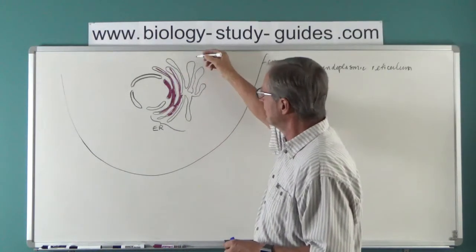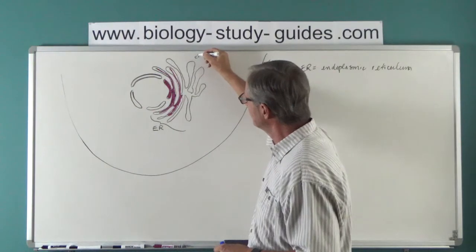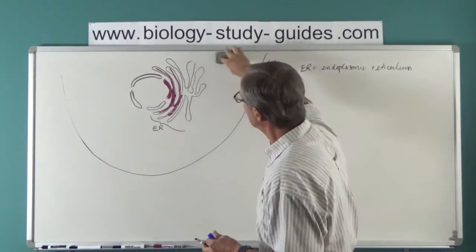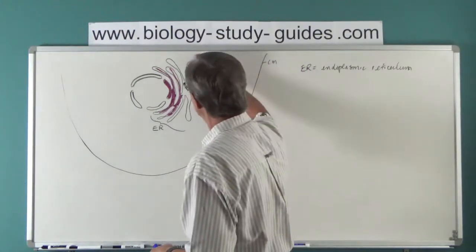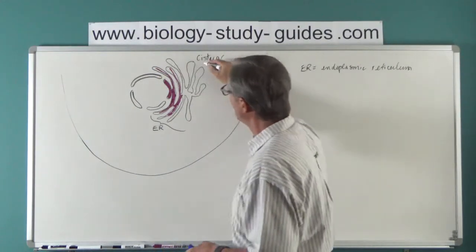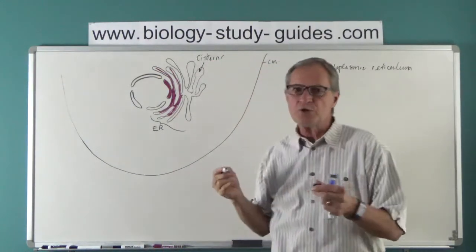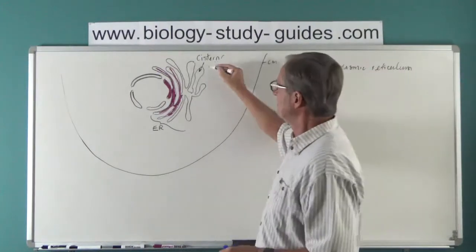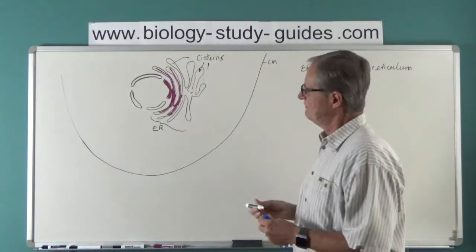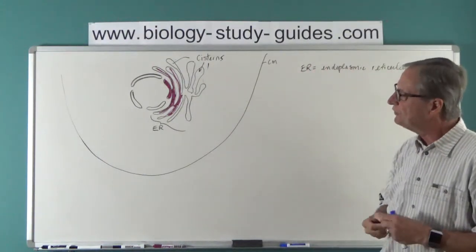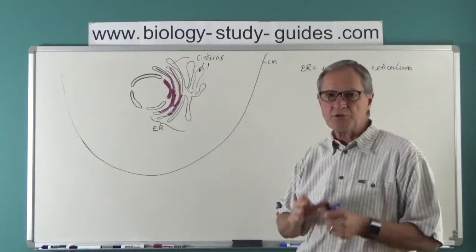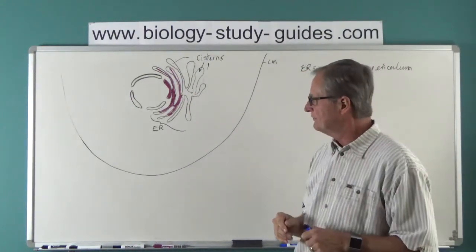These containers are sometimes called cisterns, simply because they're fluid filled. So they're continuous with each other, but they're fluid filled. So this could be a cistern, that could be another cistern, this could be a cistern over here. And the fluid they're filled with is the same as inside the space between the membranes of the nucleus.